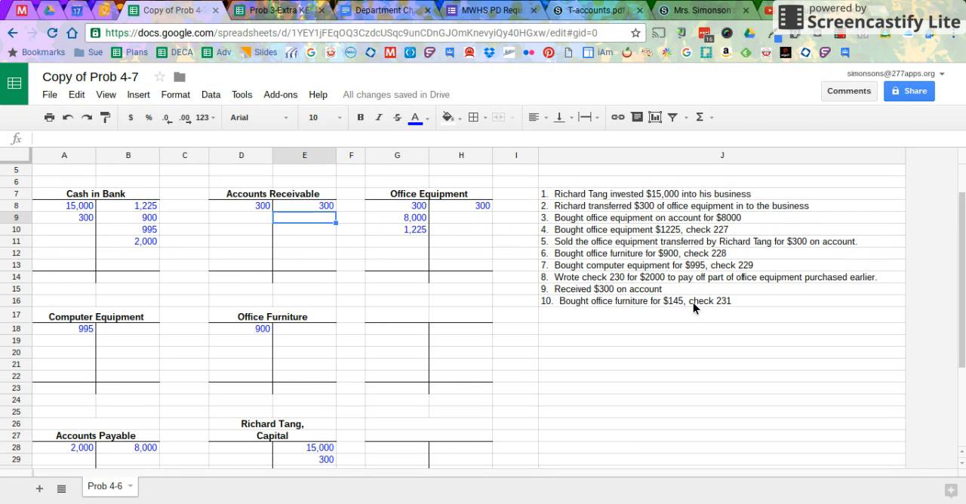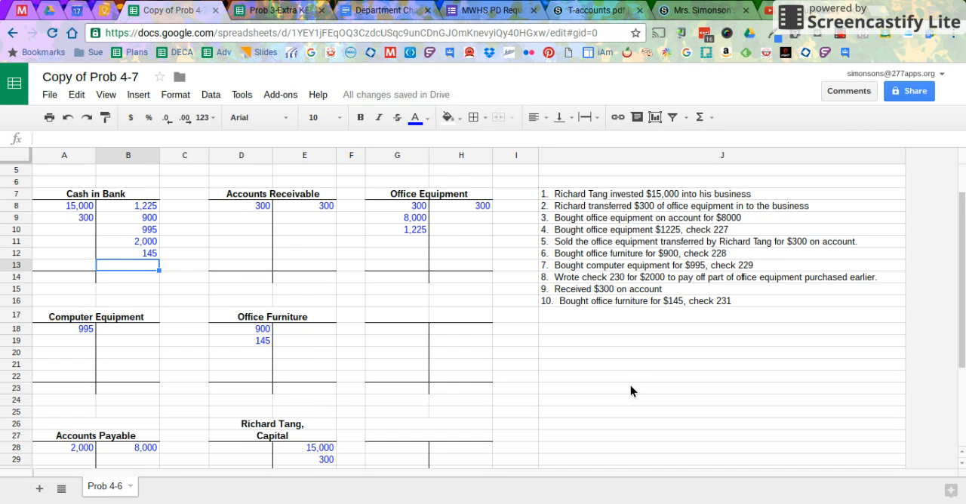Finally, we bought office furniture for $145. Check 231. So we have more office furniture. Office furniture is an asset. It increases on the left side. And we wrote a check. And cash decreases as a credit on the right side.